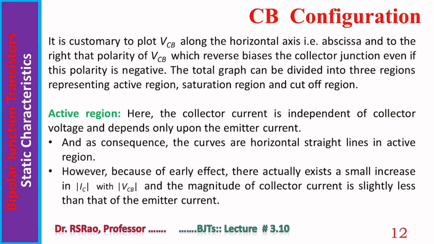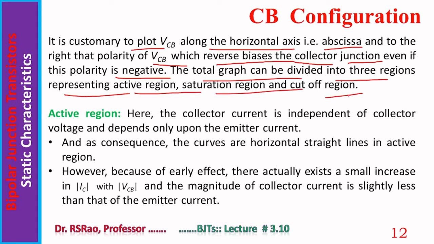A few points regarding output characteristics of CB configuration. It is customary to plot VCB along horizontal axis, abscissa, to the right, that polarity of VCB which reverse biases the collector junction, even if this polarity is negative. The total graph can be divided into three regions representing active, saturation, and cutoff.